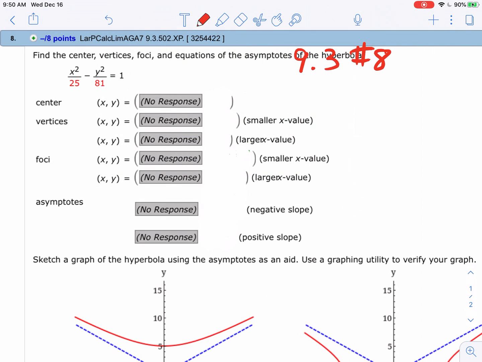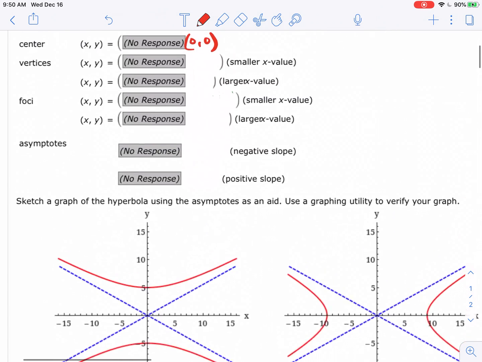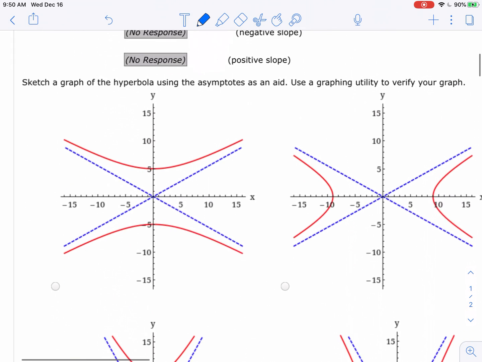Okay, so this is number 8 in 9.3, another hyperbola. And again, right here and here, the center is 0, 0. So if we look at all these graphs, yeah, they all have 0, 0 for their center. So what we would do then is find the vertices. So I would go to the first denominator, because with a hyperbola, what's positive should go first, what's negative should go second. So because 25 is under the x, I'm going to go to the right 5 and left 5.